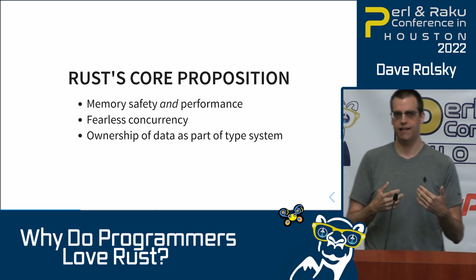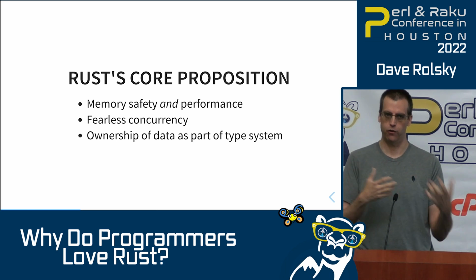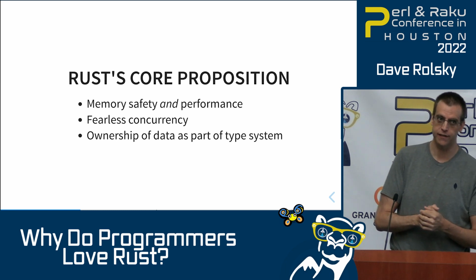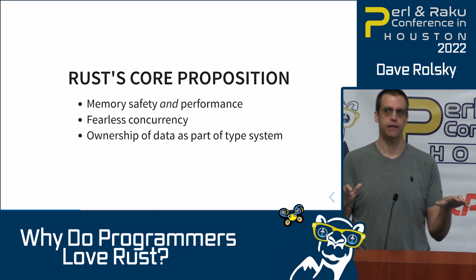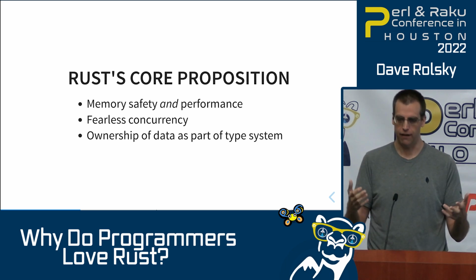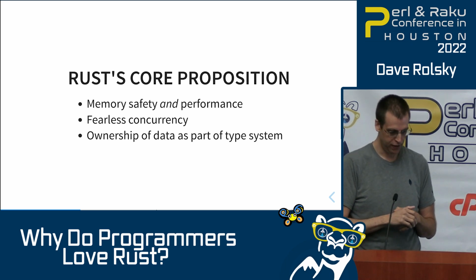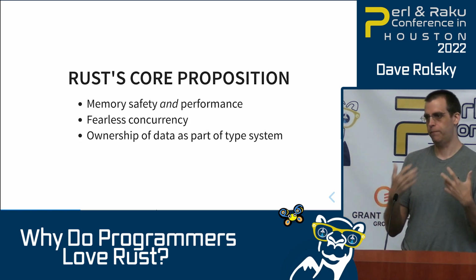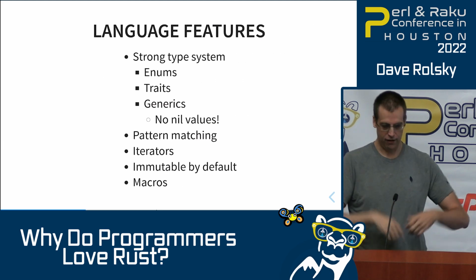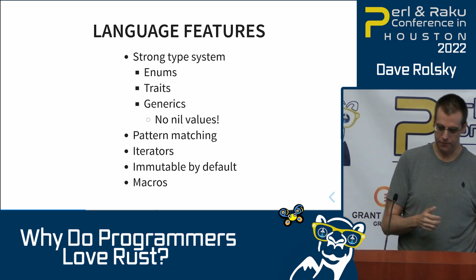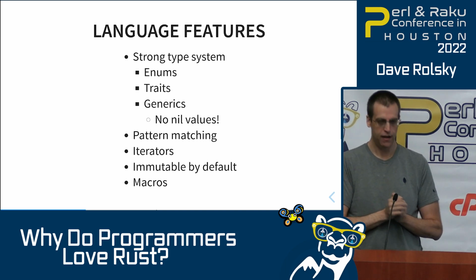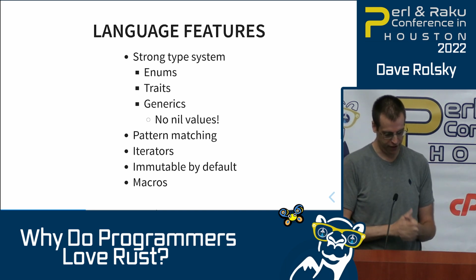And related to that, the same lifetime and ownership system I mentioned before also really helps with what they call fearless concurrency. There's a lot of concurrency bugs that are not really possible in Rust unless you use unsafe Rust. Same goes for memory safety. And this ownership of data is part of the type system. It has a lot of language features, a really strong type system with things like enums, traits, generics, and I'll go into more detail on some of these, pattern matching, all this cool stuff.